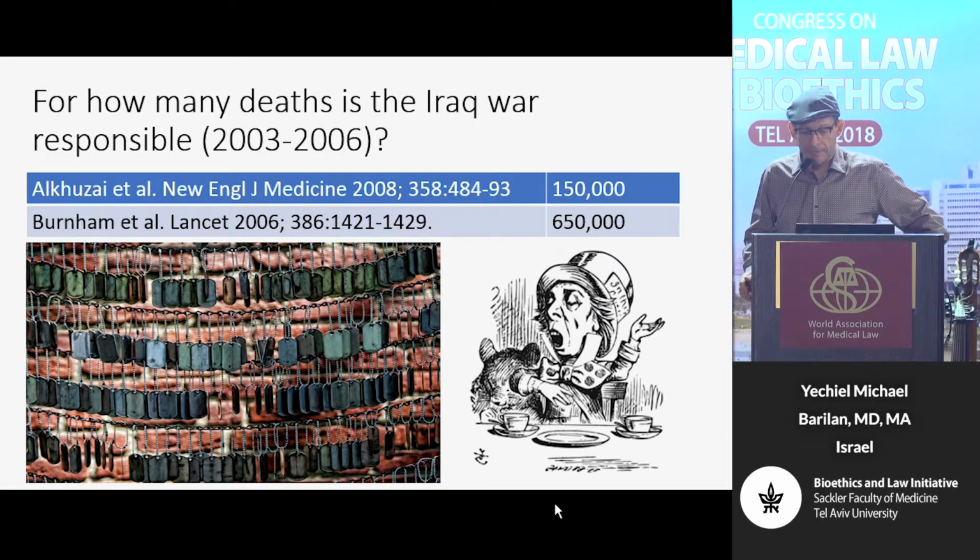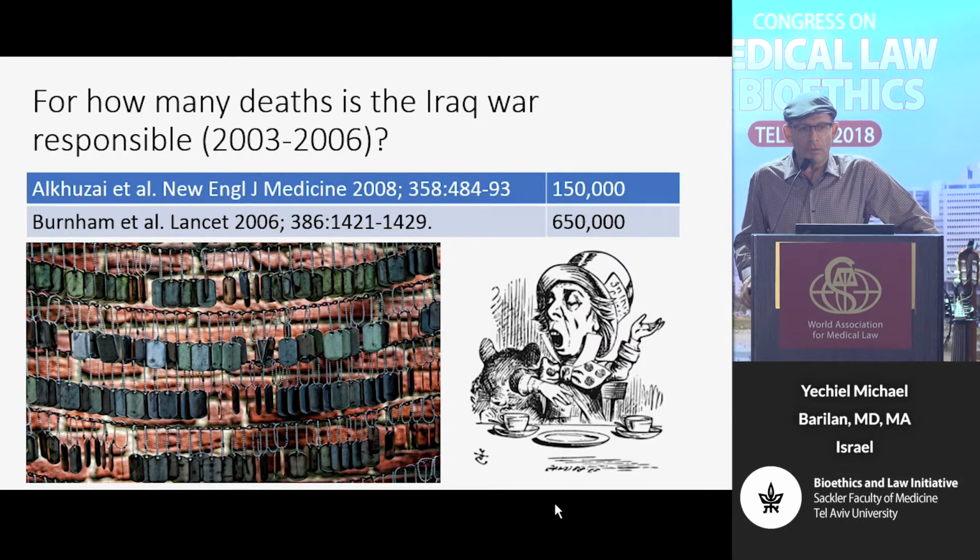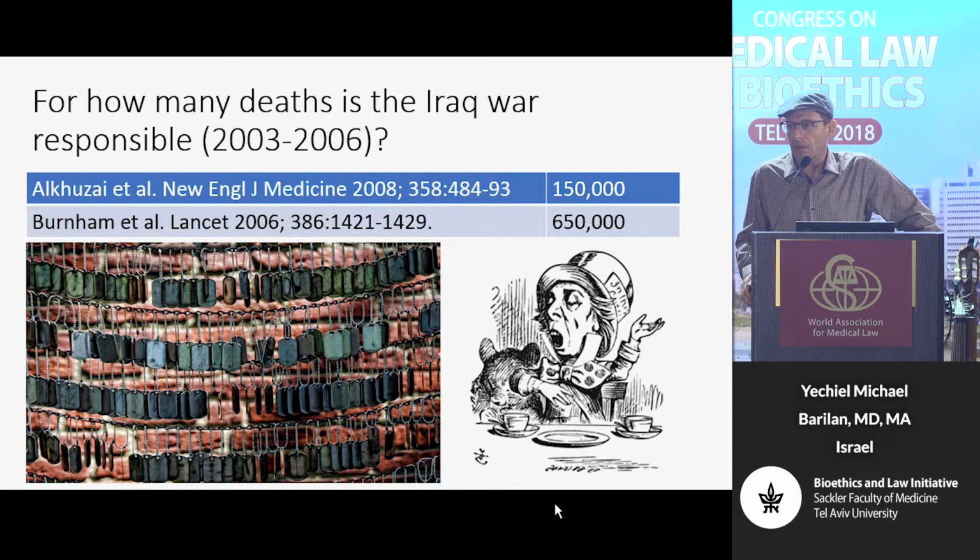So we have a medical study with the question of how much excess mortality was brought about by the US invasion of Iraq. And two excellent teams of epidemiologists conducted surveys home by home and calculations. One was published in the New England Journal, one in The Lancet, excellent journals. And we see the results. According to one study, 150,000 people excess mortality, and for the other study, 650,000.